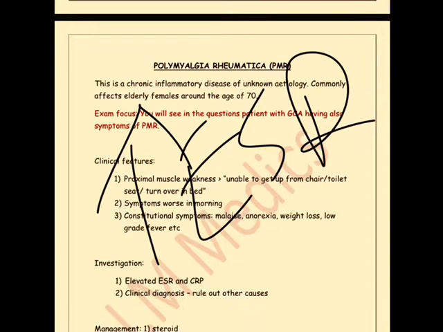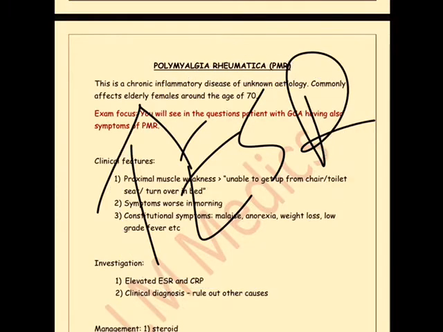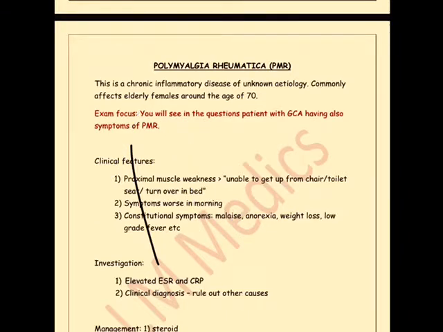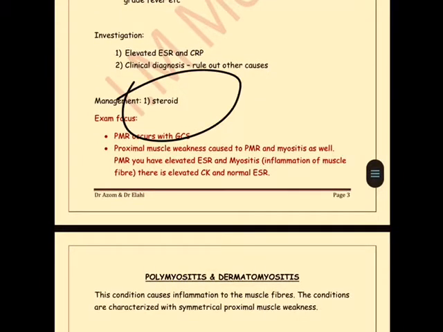This causes proximal muscle weakness, meaning it's affecting the proximal muscle. So the patient can't get out from the chair, because to get out of the chair, you have to use your proximal muscle. They can't get out of the toilet seat. They can't climb the stairs because it's using the proximal muscle. This is the key thing, proximal muscle weakness. Second thing you need to know, you will have elevated ESR. You must have elevated ESR. The symptoms get worse in the morning. Management is going to be steroid.